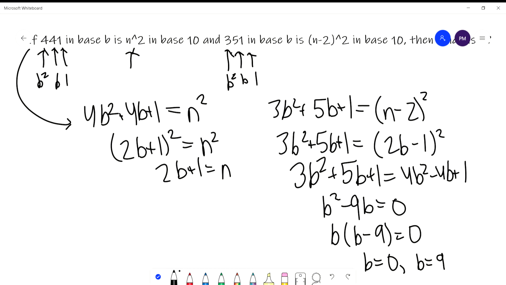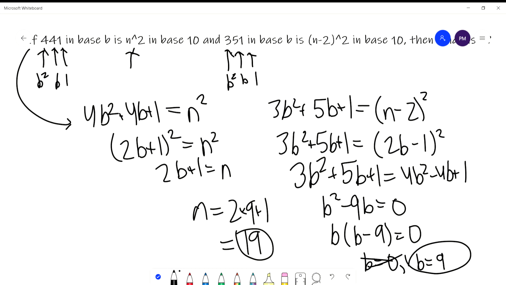Well, if you think about it, a number in base 0, well, which digits would it use? It wouldn't really use any digits, so it kind of breaks the algorithm. So 0 does not work, so our answer is 9. And we can see that n equals 2 times 9 plus 1, which is 19. So you can check for these two equations and you'll see that it works.